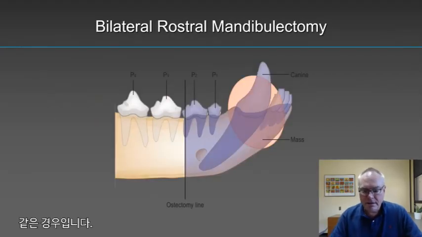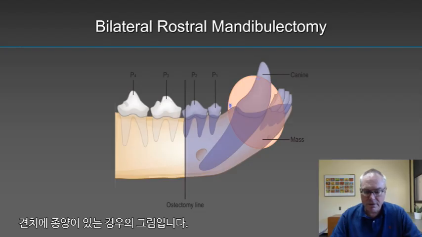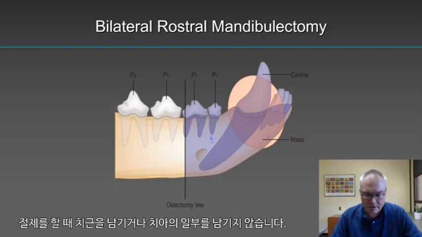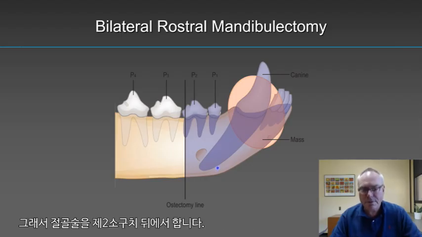So here this slide illustrates the same thing. If we have a tumor involving the canine teeth, we don't try to preserve the root tip, or we don't transect the root tip and then remove the root tip. Subsequent to that, we make our osteotomy on the caudal line angle of the second premolar tooth.